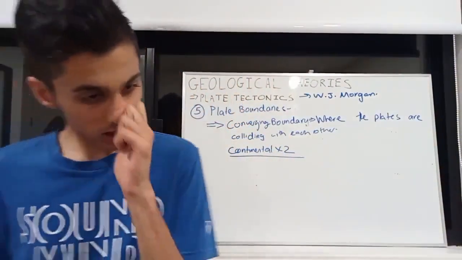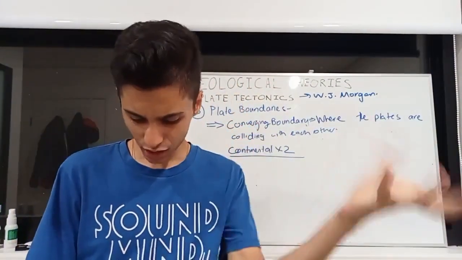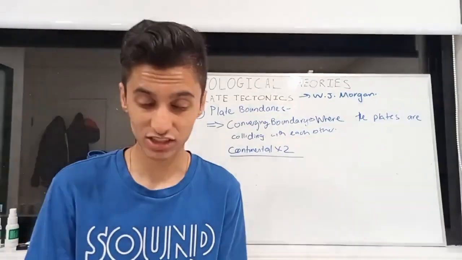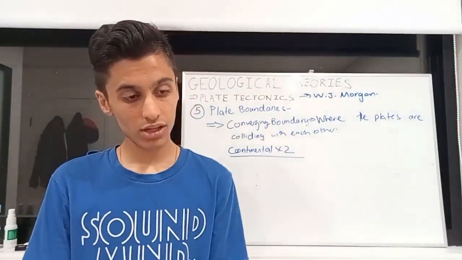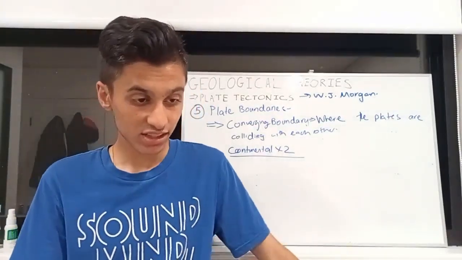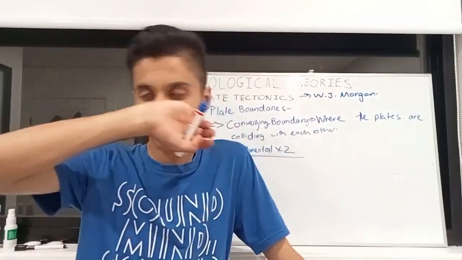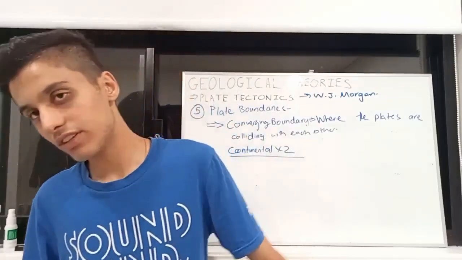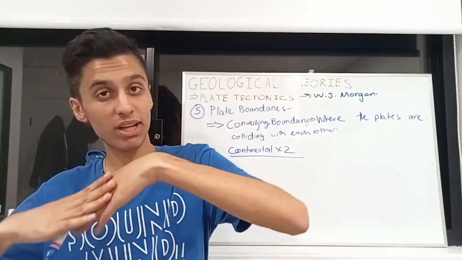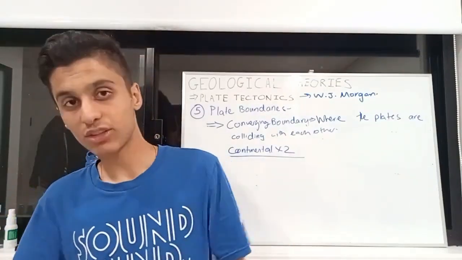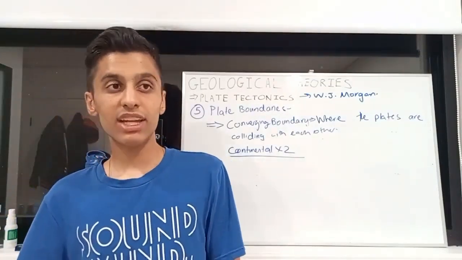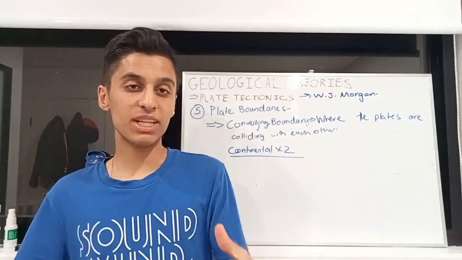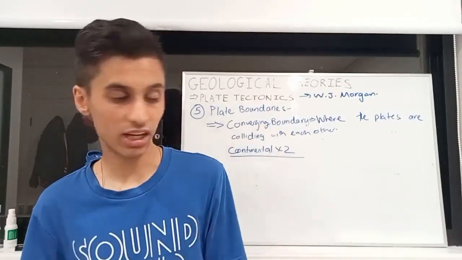Continental on itself. So continental crust we know is less dense, so both are equally less dense. And we know one thing with converging boundaries is that one plate does go under the other. That's going to have to happen. But this doesn't necessarily mean that one plate has to subduct under the other.